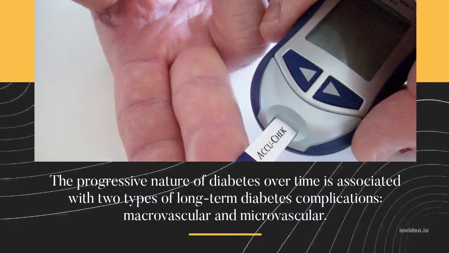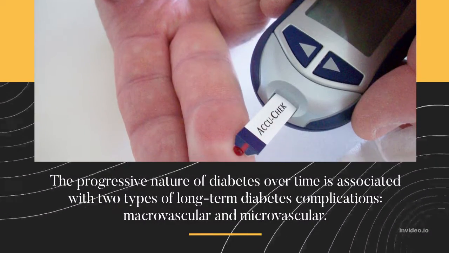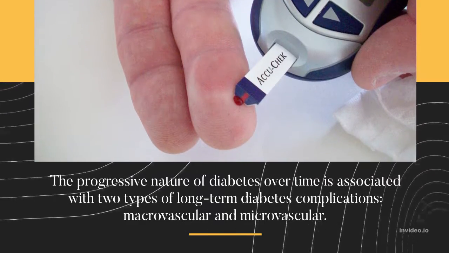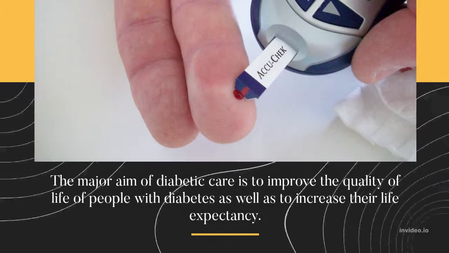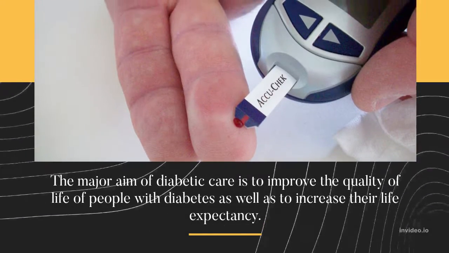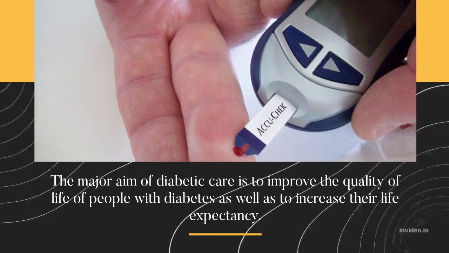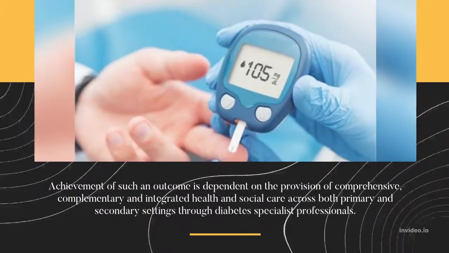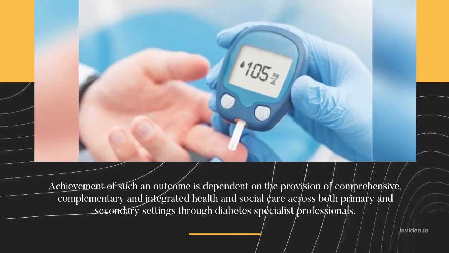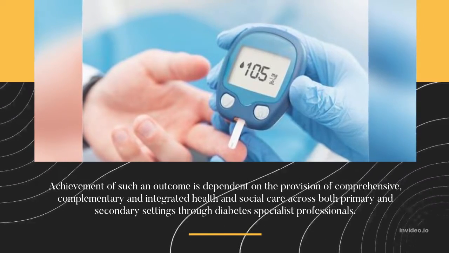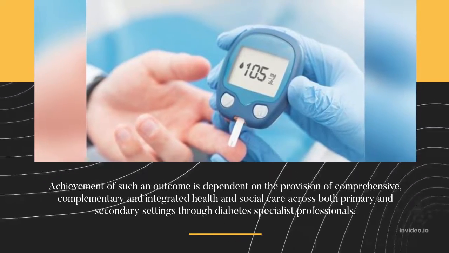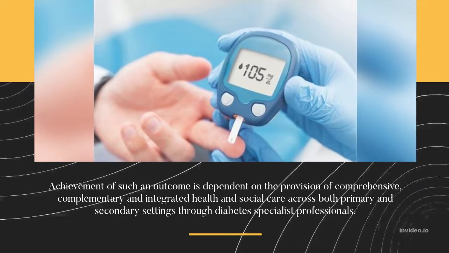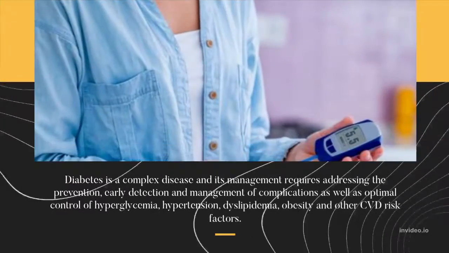The progressive nature of diabetes over time is associated with two types of long-term diabetes complications, macrovascular and microvascular. The major aim of diabetic care is to improve the quality of life of people with diabetes as well as to increase their life expectancy. Achievement of such an outcome is dependent on the provision of comprehensive, complementary and integrated health and social care across both primary and secondary settings through diabetes specialist professionals.